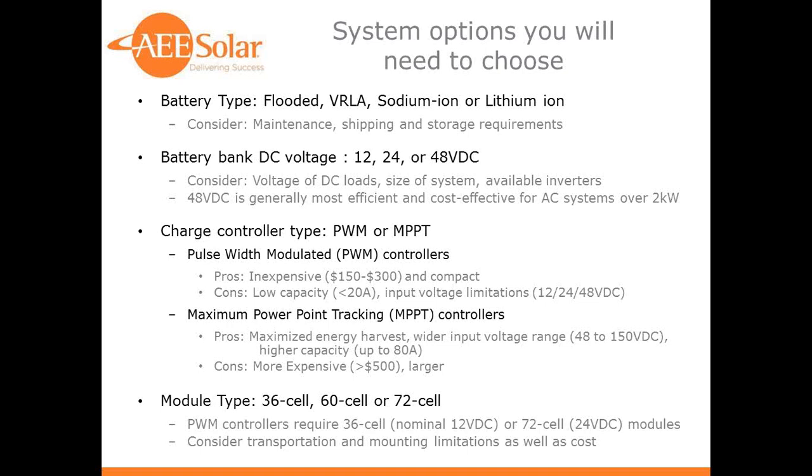Shipping and storage requirements are all going to go into this effect too. You need to look at what's most applicable for the voltage that you need on your battery bank. 48 volts is generally the most efficient and cost-effective for AC systems over 2 kilowatts. So most off-grid home systems, or anything over about 2 kilowatts of either inverter or PV power, is typically done at 48 volts these days.